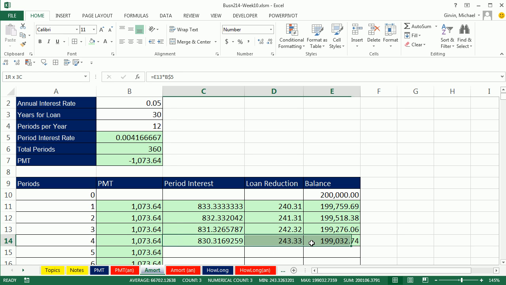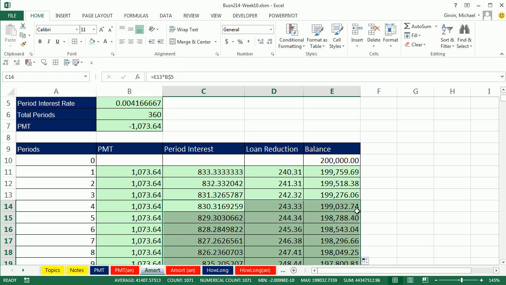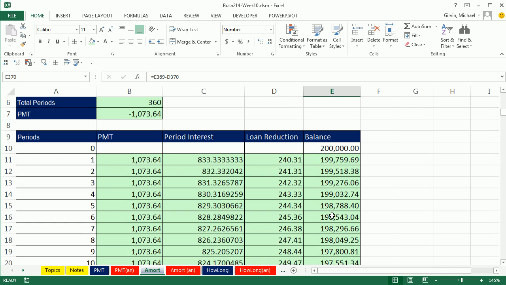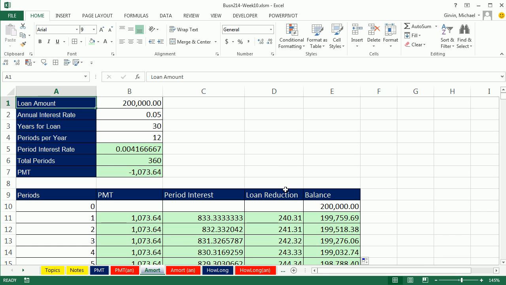Now watch this. I'm going to highlight all three formulas and double click and send it down. I can send all three formulas down. Control down arrow on this last number better be 0. Exactly perfect. So on the last payment, we send in $1,073. About $4 is interest. About $1,070 is loan reduction. Control Home. That's an amortization table.